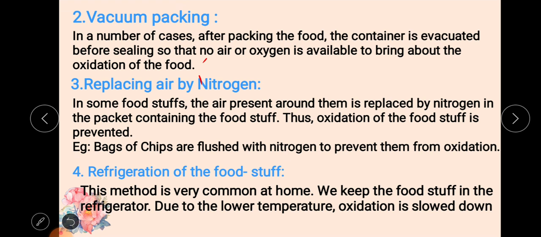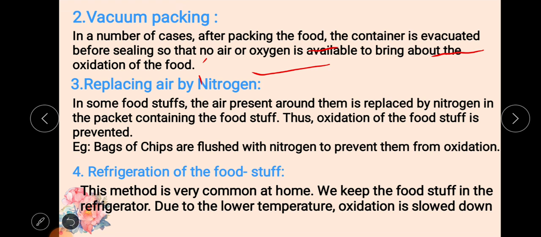In a number of cases, after packing the food, the container is evacuated before sealing, so that no air or oxygen is available to bring about the oxidation of the food. In 8th class, we learnt about packing food in airtight containers, so that air will not pass in and the food will not get oxidized.